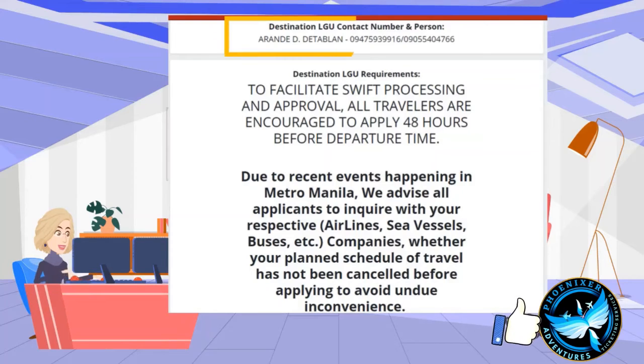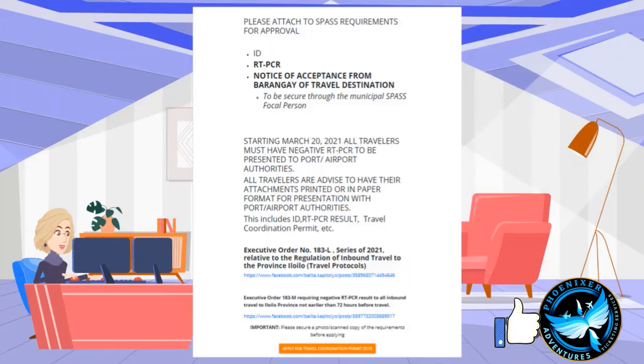Kindly take note of the contact numbers of the LGU focal person, as you may need this to coordinate with him about your TCP application. You will see as well the LGU regulation and requirements for the approval of your application. Please make sure that you have all the documents and requirements needed to attach on your application. On bottom part click Apply for Travel Coordination Permit.